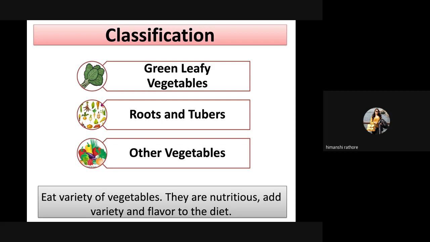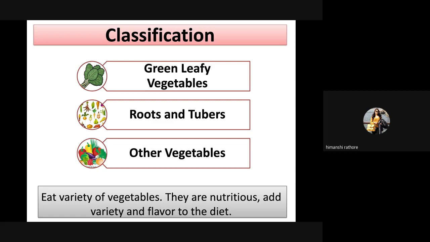Peas, shalgam, pak choy. So they are the roots and tubers which are being used in our kitchens. Then other vegetables include brinjal, onions, tomato, peppers, bell peppers. So these are the other vegetables.